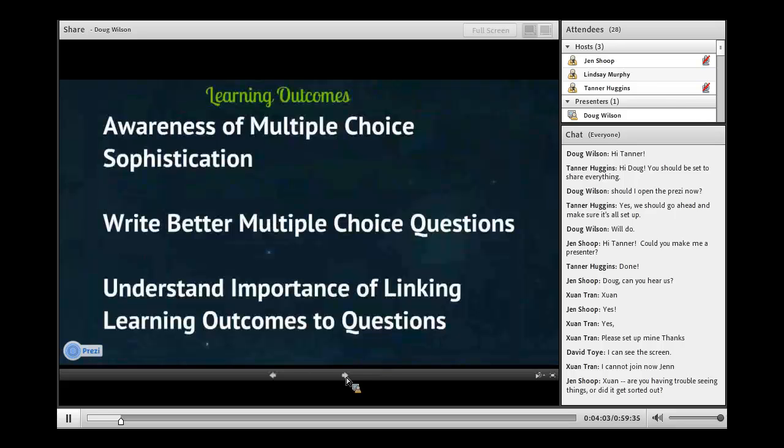And so, because learning outcomes are important in this session, but also important for your students going into a course, I want to model for you good instructor behavior. So I've listed the learning outcomes for you, and they're very simple.